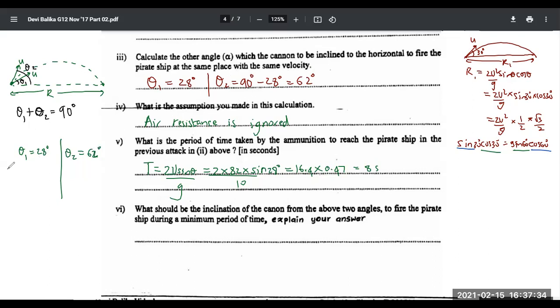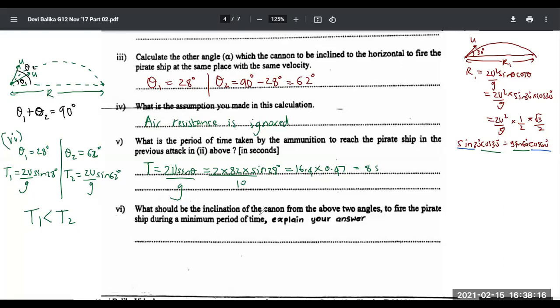Now if you take T1, the total time taken, that is going to be 2u over g sine 28. And T2 is 2u over g sine 62. The time taken in both the projections. Now listen, in both the projections, the range is the same, but the time taken will be different. Quickly tell me, which value is the largest? Is it T1 or T2? Right, it's obvious, T2. The larger the angle, the larger the sine value. Therefore, T2 is the largest one.